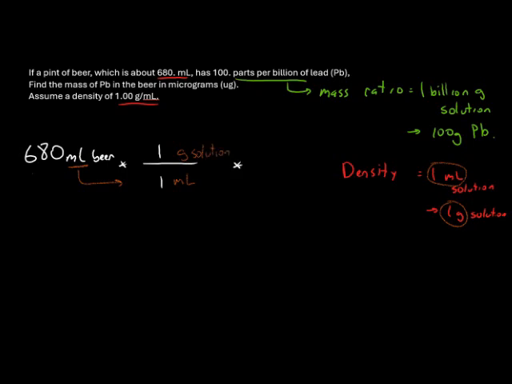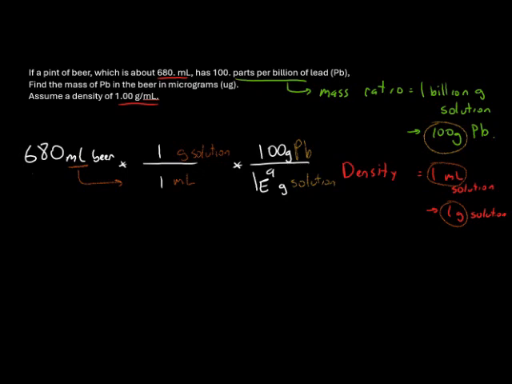We will now multiply by another fraction to get us out of solution and into lead. According to the ratio in the upper right, our mass ratio is 1 billion grams of solution to 100 grams of lead. We'll place the 100 grams next to lead, and we'll write 1 uppercase E9 to represent a billion. This is a billion in scientific notation. If we do this operation, we can expect a very small answer.